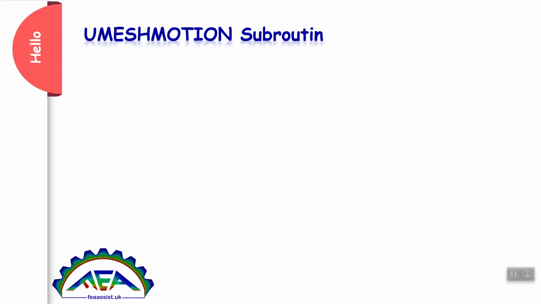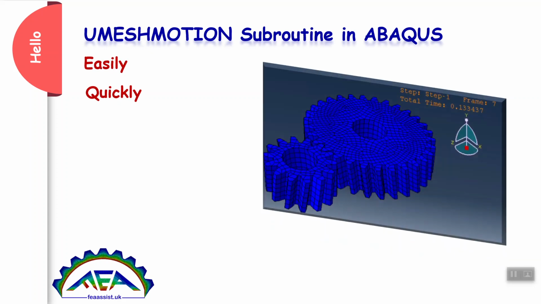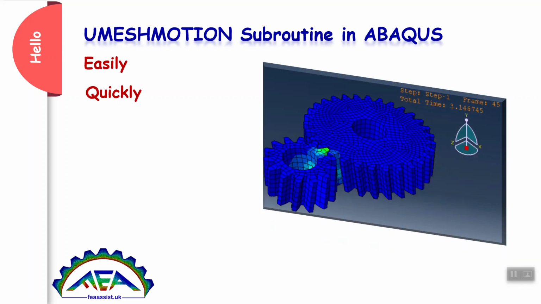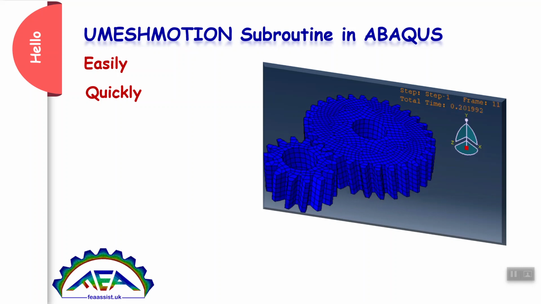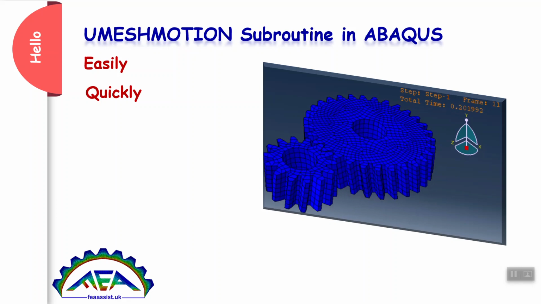Hello, you want to learn UMeshMotion subroutine in Abaqus easily and quickly. Indeed, UMeshMotion is a subroutine to define mesh displacement or mesh velocity in Abaqus. This subroutine is used mainly in ALE problems to prevent mesh problems in adaptive meshing. Stay with us.